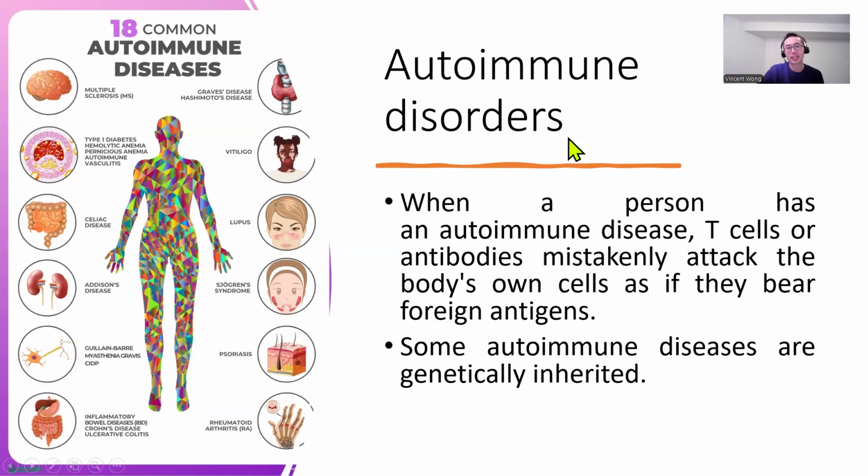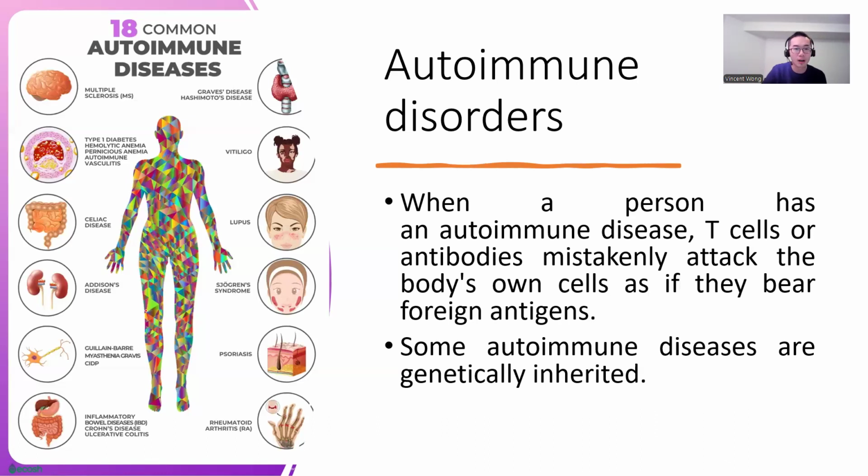Autoimmune disorder. These are situations where your T cells or antibodies attack your own cells. Remember, the T cells need to pass the tolerance test in the thymus before they can come out. If they recognize your own cells, you're supposed to kill them off before you allow them to come out of the thymus. But sometimes that system fails and they end up coming out and they attack your own cells.